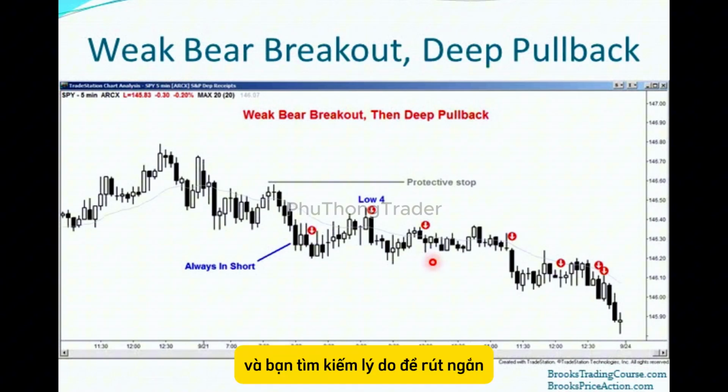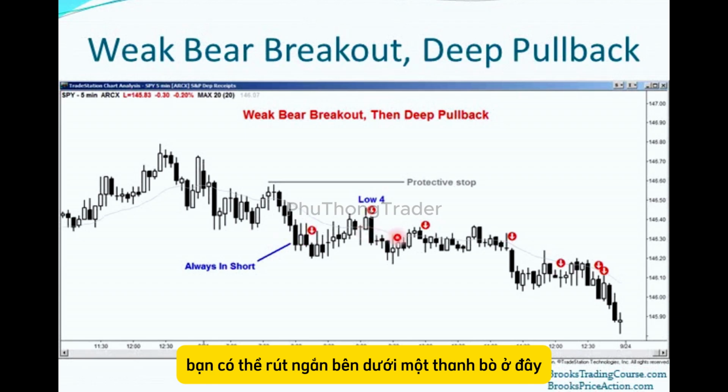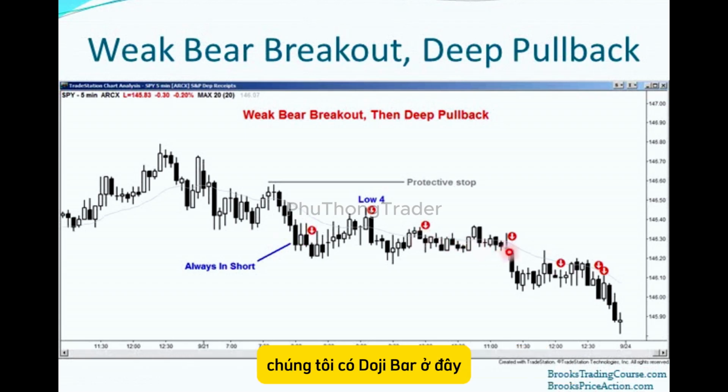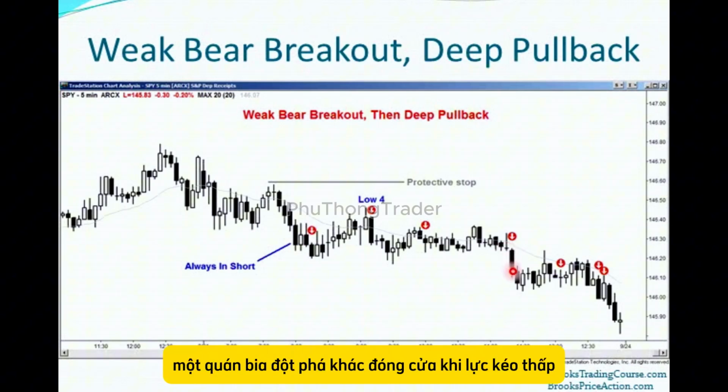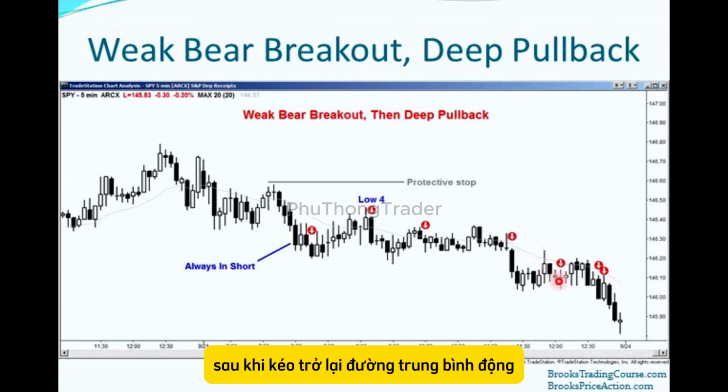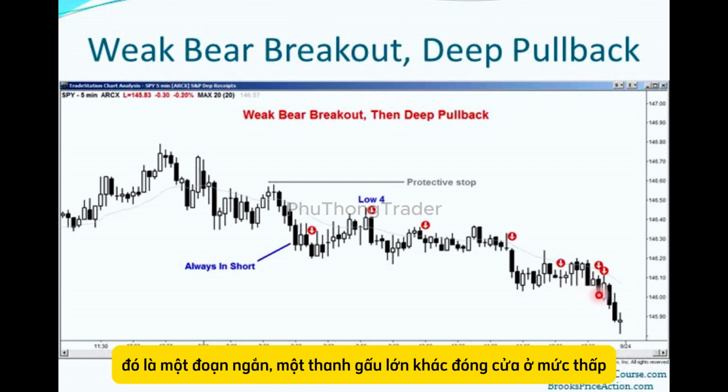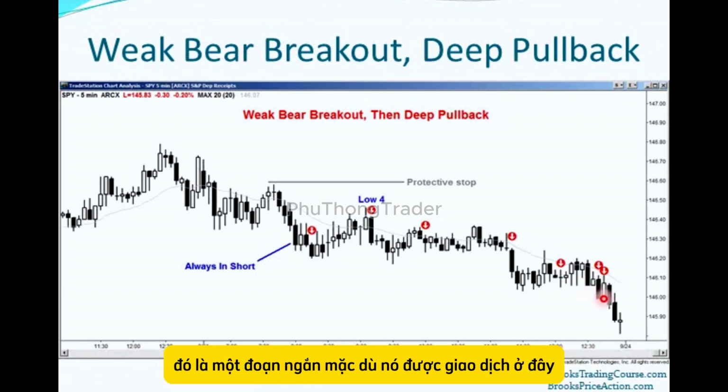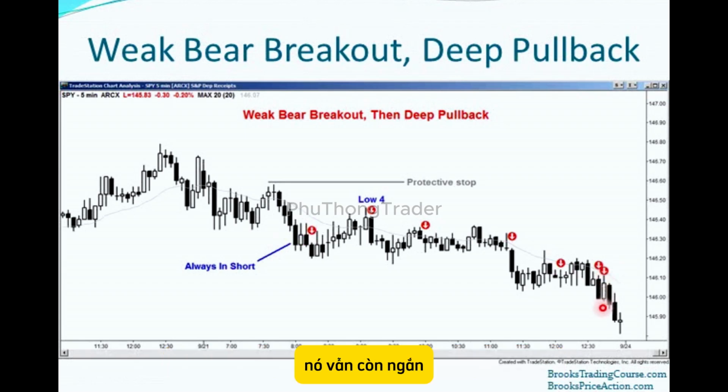And you look for reasons to short. And it's better to short below bear bars, but when you have a low 4 setup in an always in short market, you can short below a bull bar here. Here we got a bear bar closing on its low after a little rally. It's a sell. Here we have a couple bear bars, and we have a doji bar here. You can sell below these bear bars, another breakout. Bear bar closing on its low after a pullback to the moving average. It's a short. Bear bar closing on its low, relatively big bar. That's a short. Another big bear bar closing on its low. That's a short. Even though it traded up here, it's still a short.